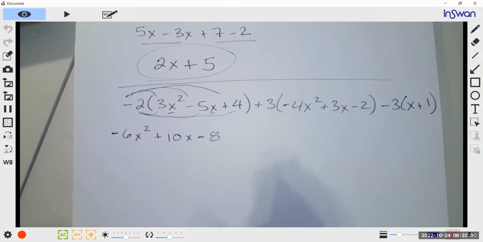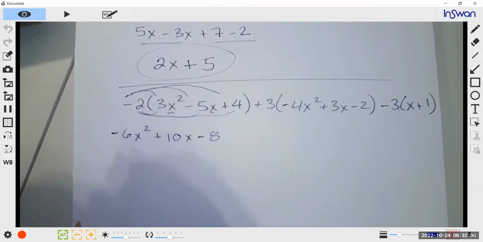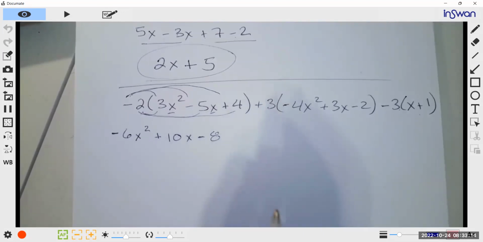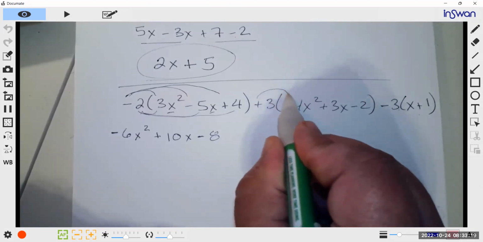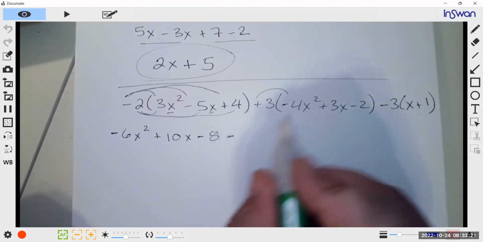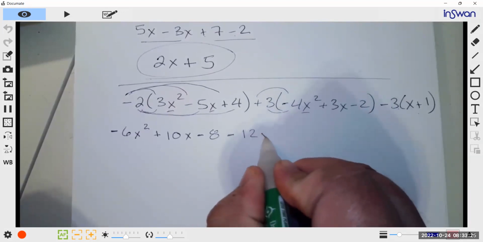It sounds like a lot of writing and moving, but if you separate the signs and the numbers, you will decrease the amount of sign mistakes you'll have in your final answer. It's just when you try to combine everything at one time, you get confused. That's it for the first one. Positive times negative is a negative. 3 times 4 is 12x squared.